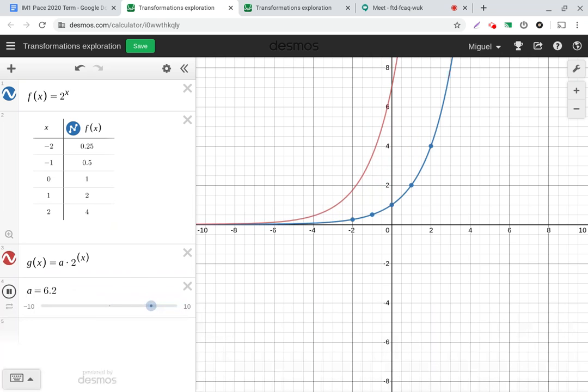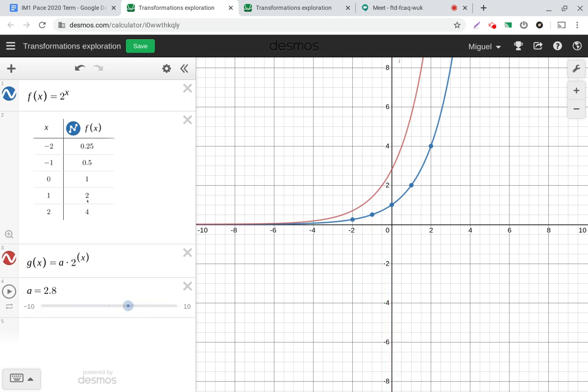Oh, it changed the shape. The shape is changing. See that? This is not a translation. This is a transformation. Make sense? And this is what we're going to explore on Monday. And of course, we'll explore this again, and I'll have some assignment for you. So when there's a number in front of the whole function, it changes the shape. Like the shape is changing.